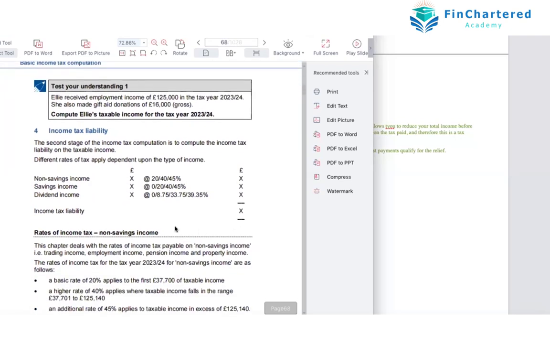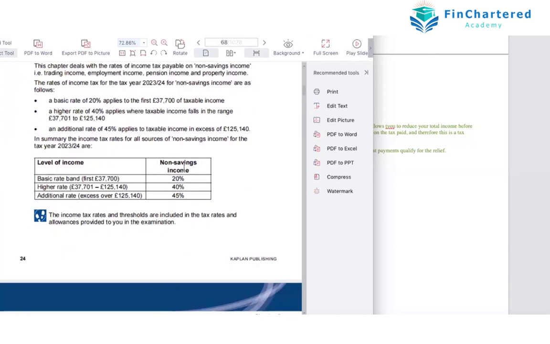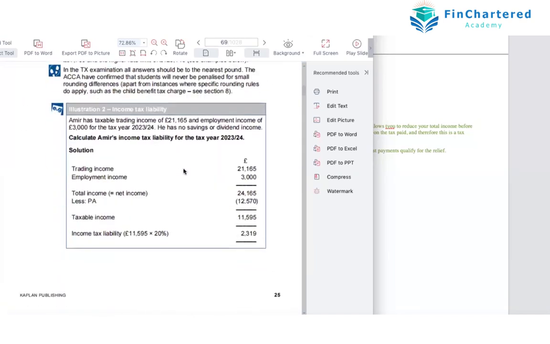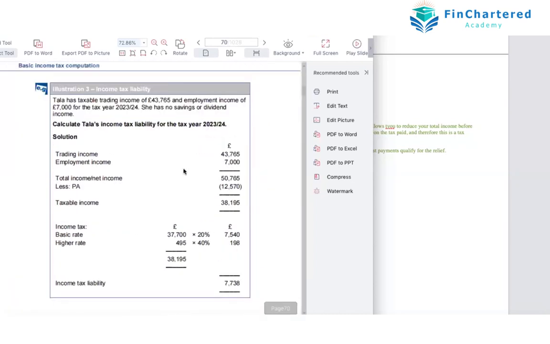Again, the tax rates 20, 40, 45. Up to 37,700, you will be taxed at 20%. Anything above 37,700 up to 125,140, you will be taxed at 40%. And anything above that, if you're earning, you will be taxed at 45%. So you need those numbers in order to be able to calculate the sums that are coming further. That's why these are the highlights I'm taking from this chapter.